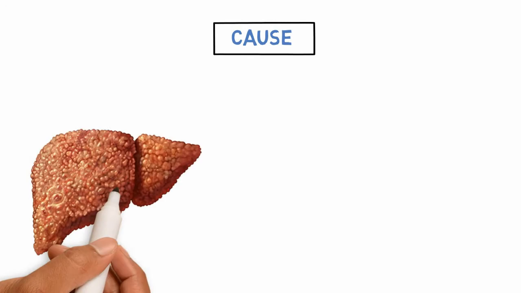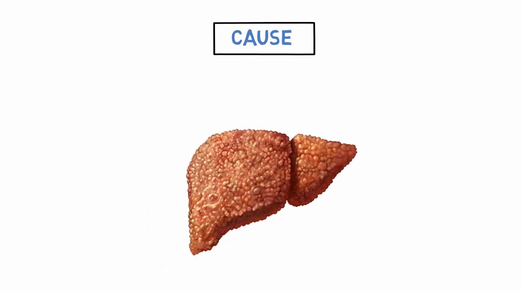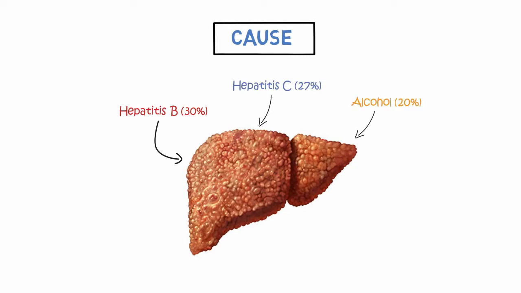Okay, now come to the cause. Liver cirrhosis has many possible causes. Sometimes more than one cause is present in the same person. Globally, 57% of cirrhosis is attributable to either hepatitis B or hepatitis C. Alcohol consumption is another major cause, accounting for about 20% of the cases. We will discuss ALD and NALD in another video. So for now, we will continue to pathophysiology.